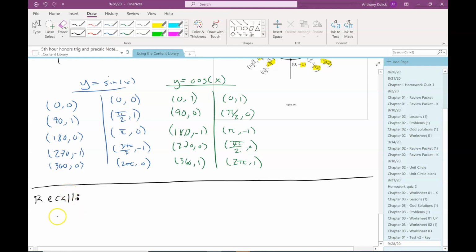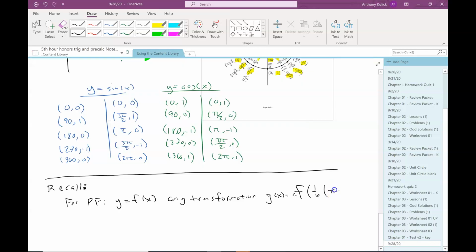So if you guys remember back to chapter 1, for some parent function that we defined as y equals f of x, any transformation can be written as g of x equals a times f of 1 over b times x minus h, plus k. And we can find the transformed points then by using the transformation map bx plus h, ay plus k. So those are the tools that I'm going to use to actually graph.